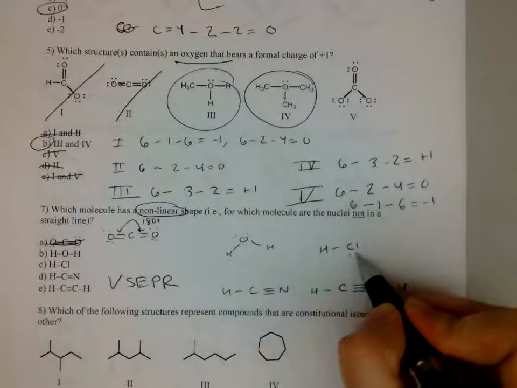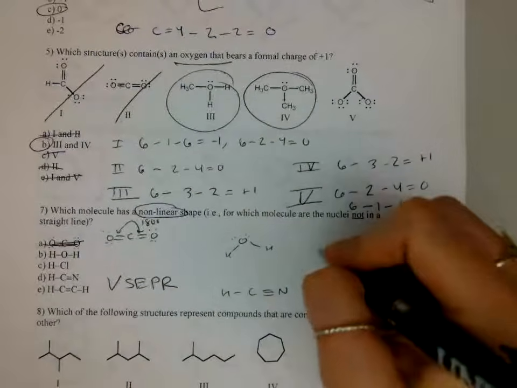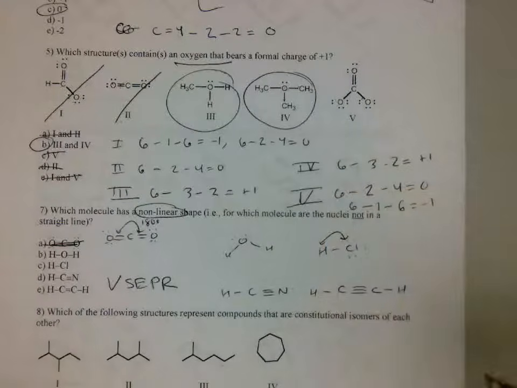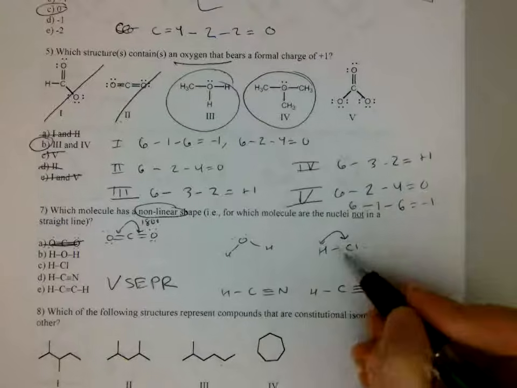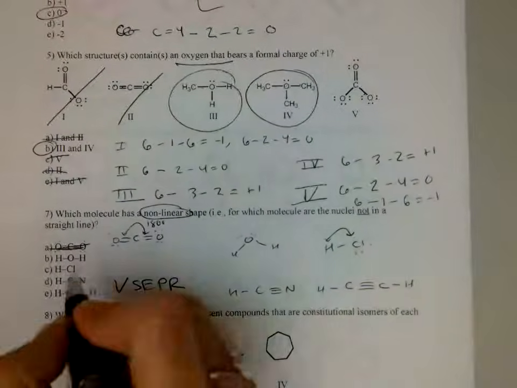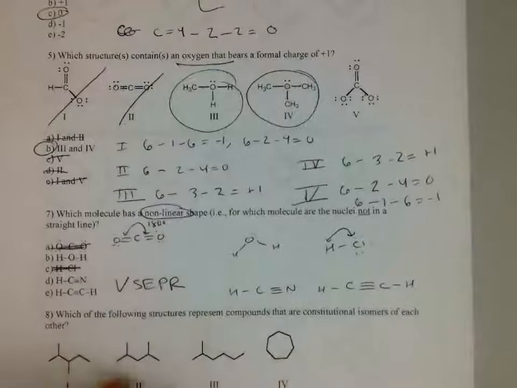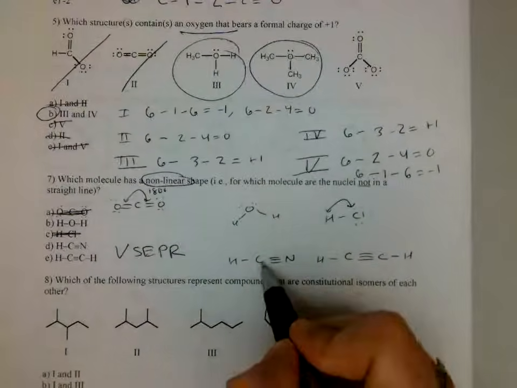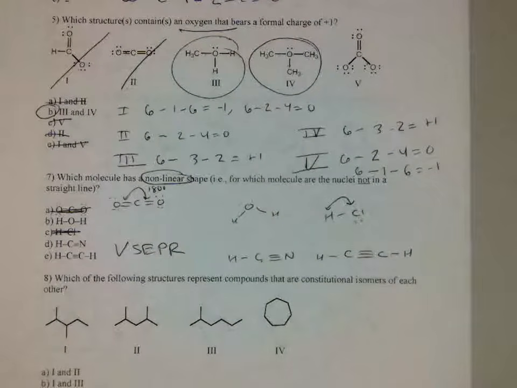For HCl, there's only 2 things. The best way to get from point A to point B is a straight line. There's no other way you could bond between these 2. There's not a central atom, so it has to be a straight line. So if it's only 2 things, boom, straight line. Here, this carbon-nitrogen bond is a little confusing, so I want to make this structure for you.